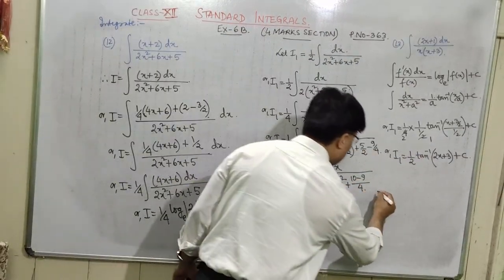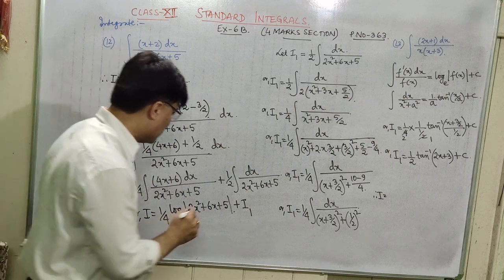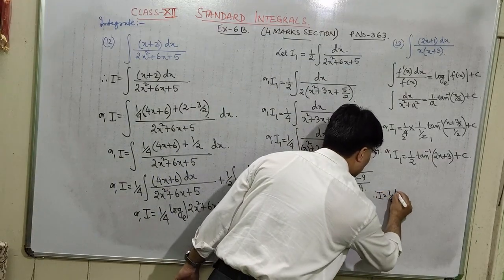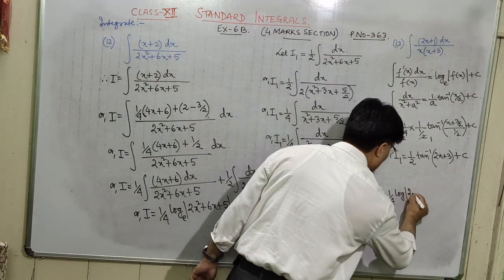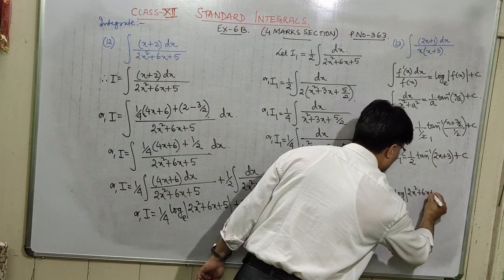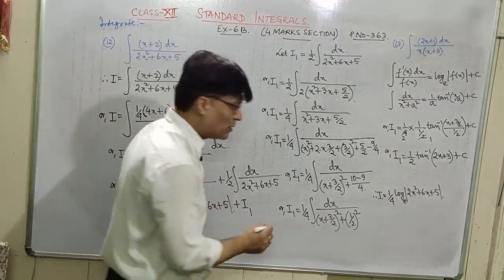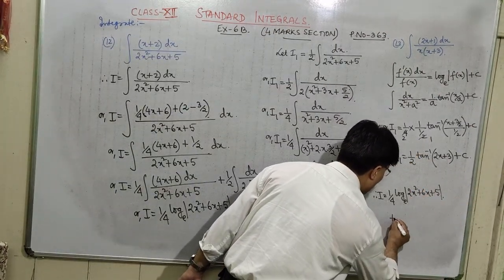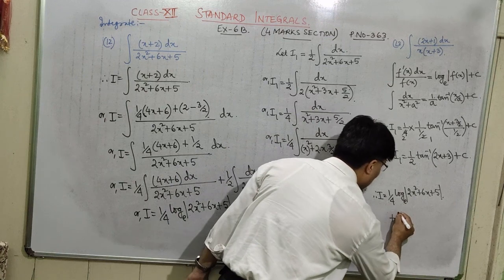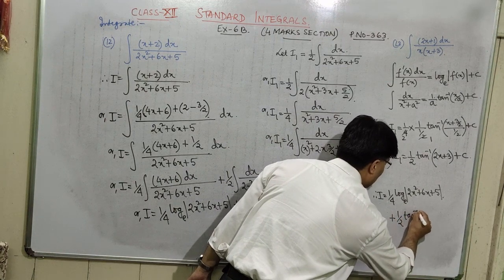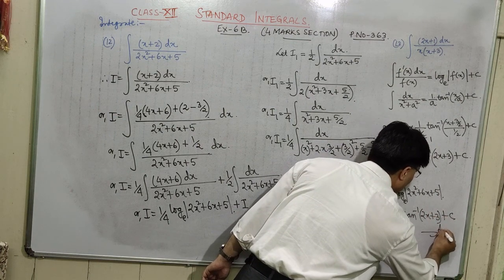Right. So what is the final answer now? Therefore, I is equal to, let us write down the first term here, 1/4 log within mod, what is here? It is 2x square plus 6x plus 5. The base is e, right? Then plus I1. So this is the continuation part, plus. What is the value for I1 here? Just now we got it. It is half tan inverse within bracket, it is 2x plus 3, bracket closed, plus c.